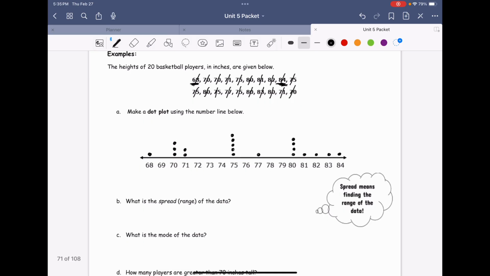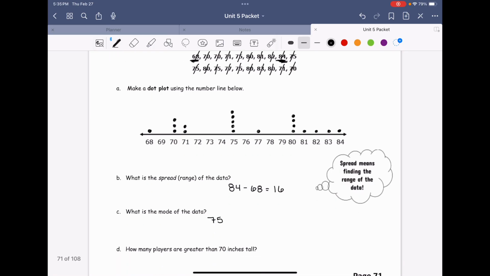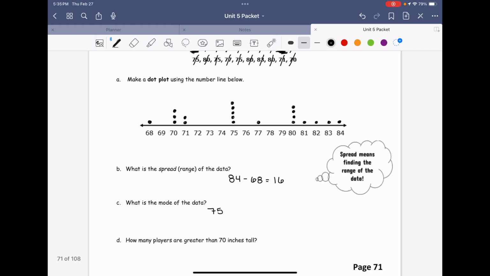It says, what is the range of the data? So again, highest minus lowest, 84 minus 68. So our range is 16. Mode, so which one has the most dots would be 75. And how many players are greater than 70 inches tall? So anything larger than 70, not including 70 itself, we're going to count the dots. 1, 2, 3, 4, 5, 6, 7, 8, 9, 10, 11, 12, 14, 15, 16. So there are 16 players that are taller than 70 inches.